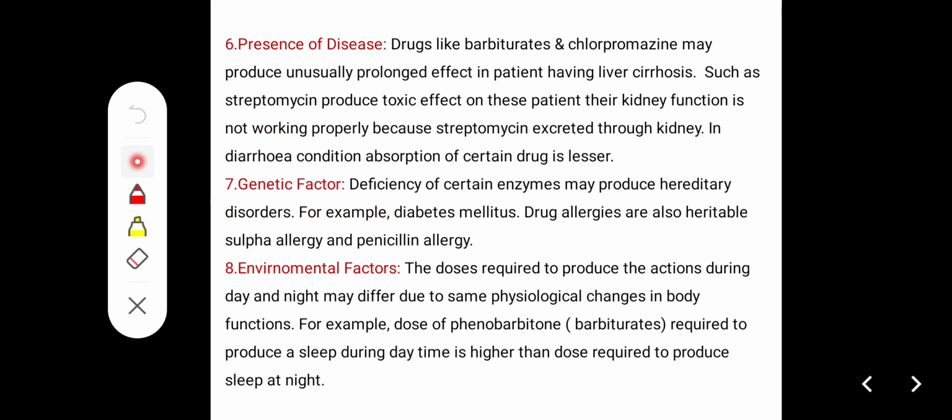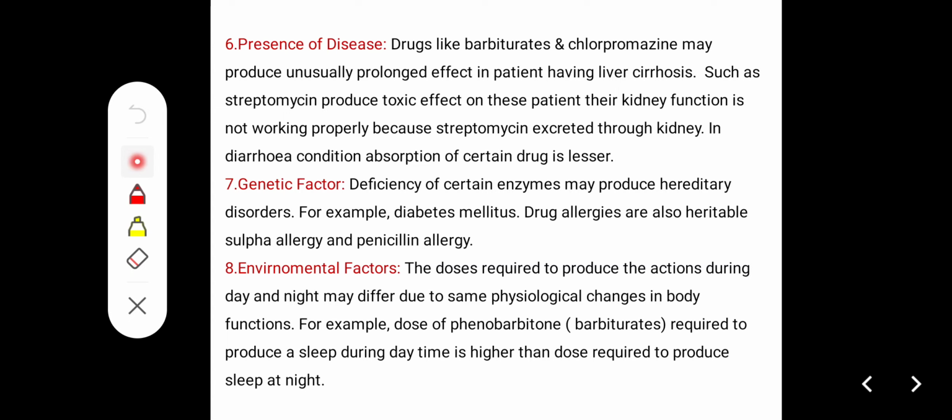Presence of disease. Next factor: drugs like barbiturates and chlorpromazine may produce an unusually prolonged effect in a patient having liver cirrhosis. Also, streptomycin, an antibiotic, produces a toxic effect in patients whose kidney function is not working properly, because streptomycin is excreted through the kidney. In a diarrhea condition, absorption of certain drugs is less. The kidney is an excretory organ. Pharmacokinetics includes absorption, distribution, metabolism and excretion.